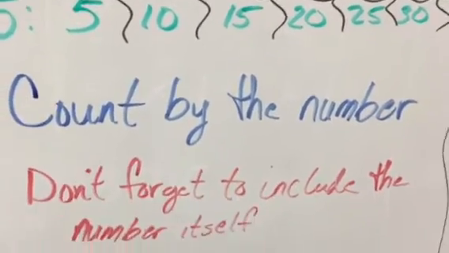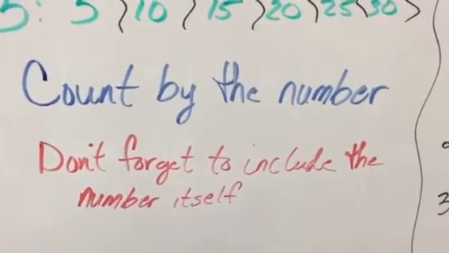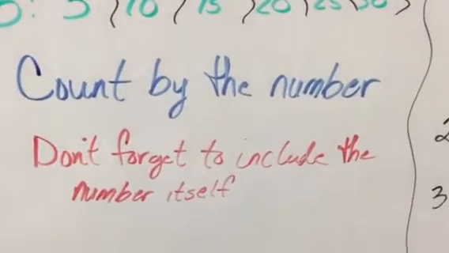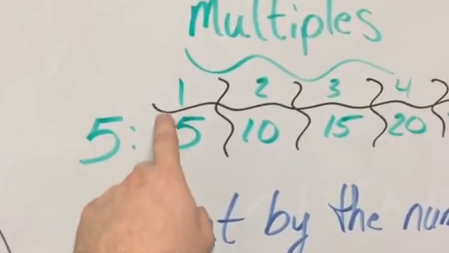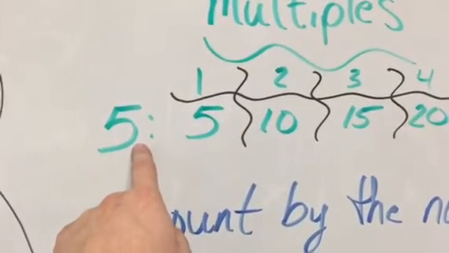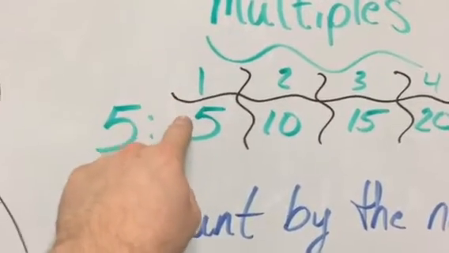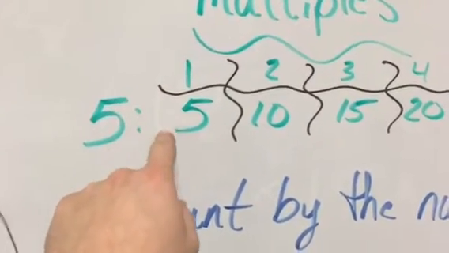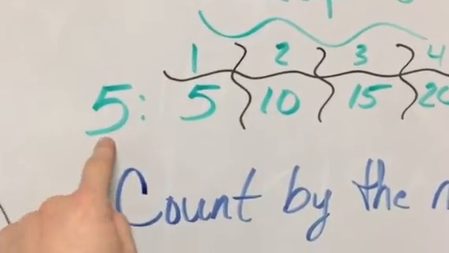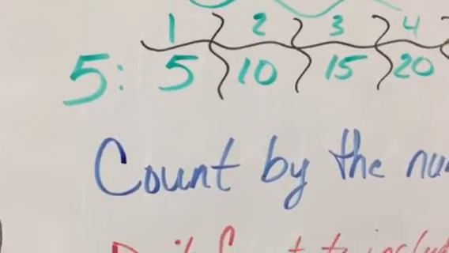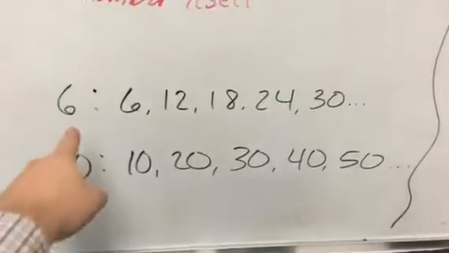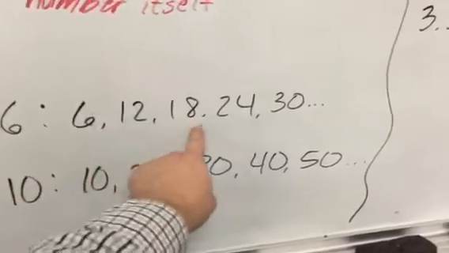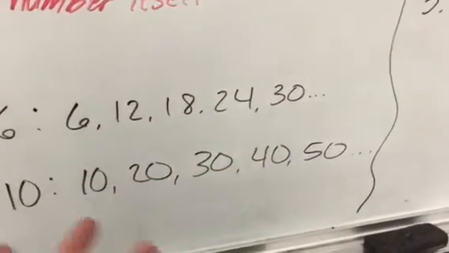Here's something not to forget. Don't forget to include the number itself. So remember, the identity property of multiplication says that anything times 1 is itself. So 5 times 1 is 5. So that tells us that 5 is a multiple of 5. Here are 2 more examples. The multiples of 6 are 6, 12, 18, 24, 30, and so on.